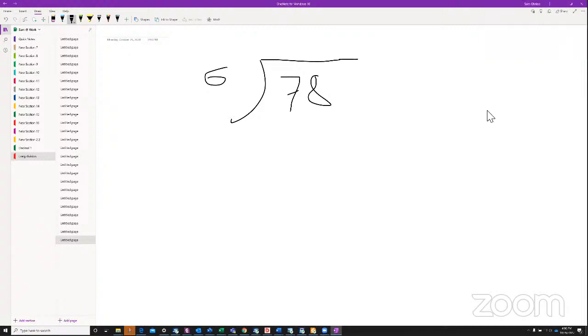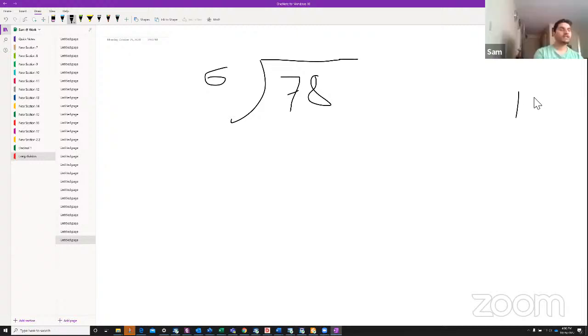13. Is it 13? Okay, let's see. So we have a 78, we're going to divide by 6. So we're going to do one digit at a time. So the first digit is 7. We divide 7 by 6, it's going to be 1. 6 times 1 going to be 6. We're going to subtract that one. 7 minus 6 going to be 1.